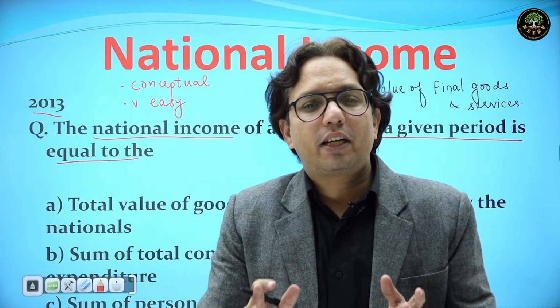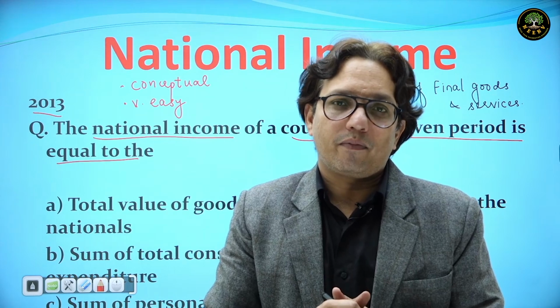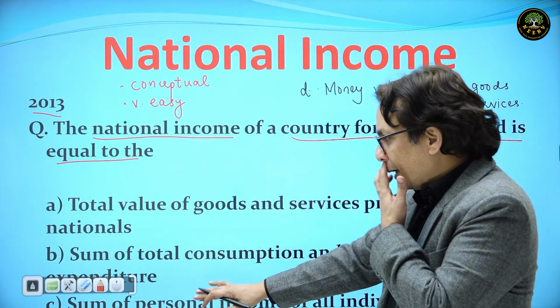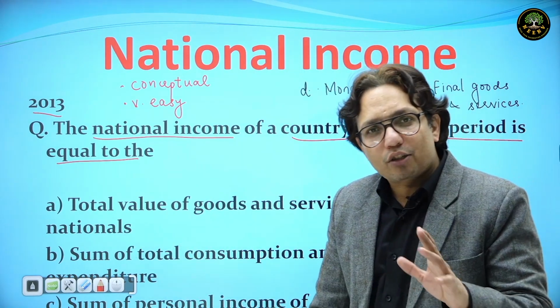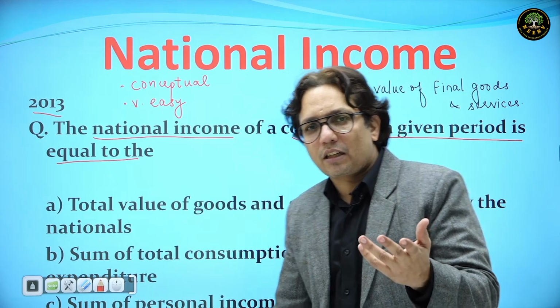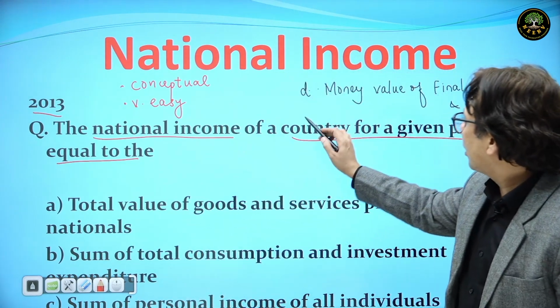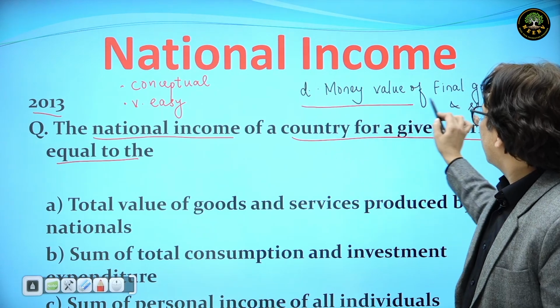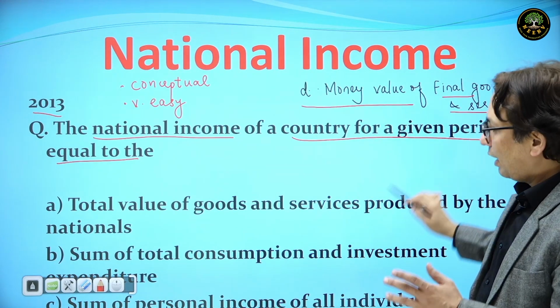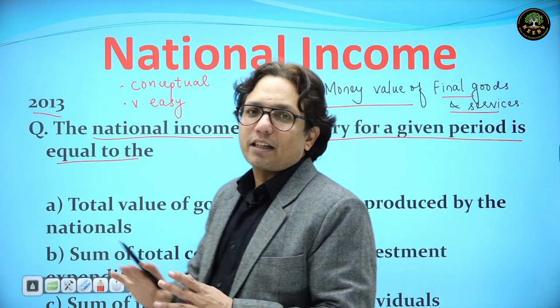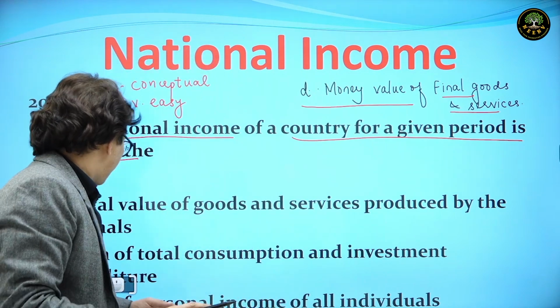The question is, what is national income of a country? We have multiple options and I would like to ask an excuse from you. I would like to ask a sorry from you. Just couldn't get the option D over here, so I have written option D over here. We'll come to this option later on. First, let's discuss the concept behind this question.